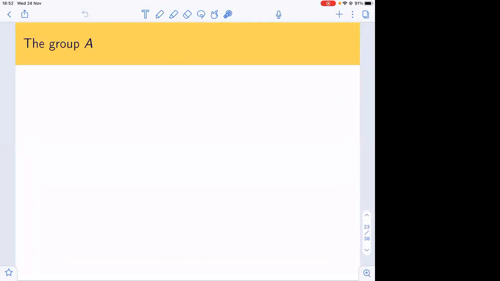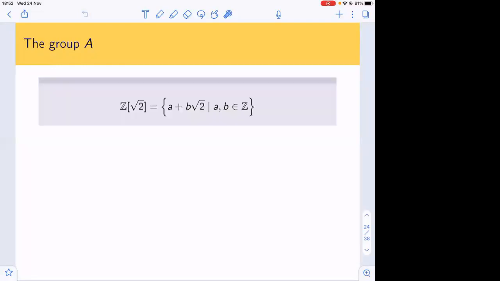Okay, what I'm going to do for the rest of the talk is describe to you an abelian group whose definition is not too hard to understand and show how it provides more examples of some of these bizarre behaviors. Okay, and I'll call this group A. Let's start off with the set Z of root 2. So this, I just mean the set of real numbers you can write as an integer plus an integer times root 2.